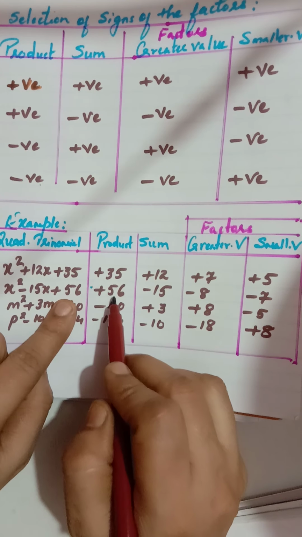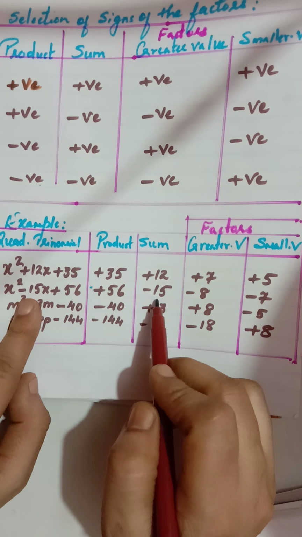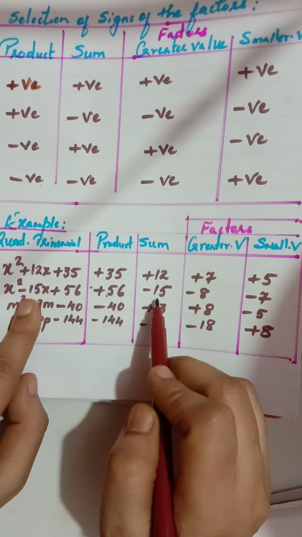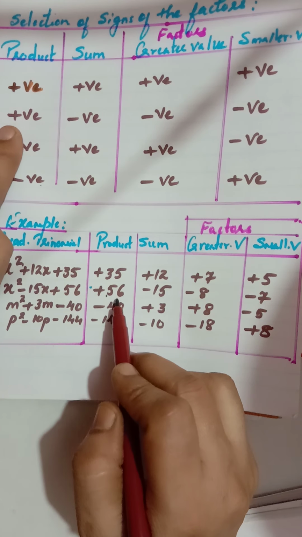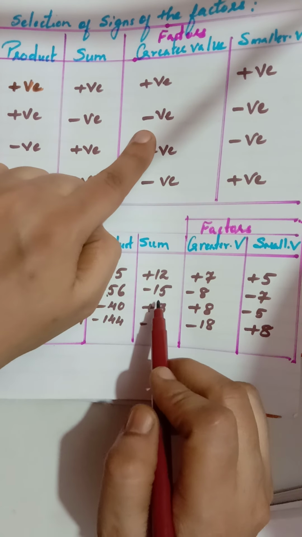What is your product? Plus 56, and what is your sum? Minus 15. Okay, plus 56 and minus 15. Now see children, this is our second case. Product is positive and your sum is negative. Then children, the bigger number.